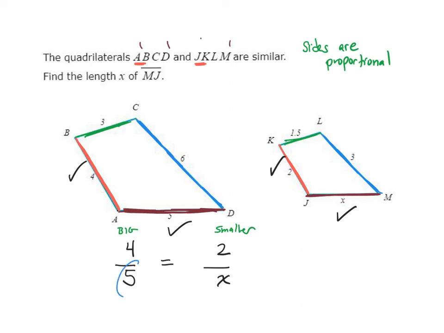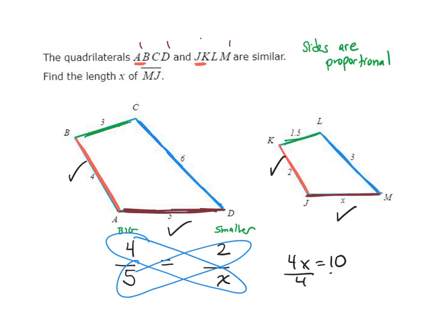Now I have a proportion, so I can cross multiply. So I will yield 4X equals 10. So I could just divide by 4. So X is 10/4, which reduces to 5 over 2, or 2.5, which would be my solution. So the key thing is just to figure out which sides match up, create your proportion, and then just cross multiply.